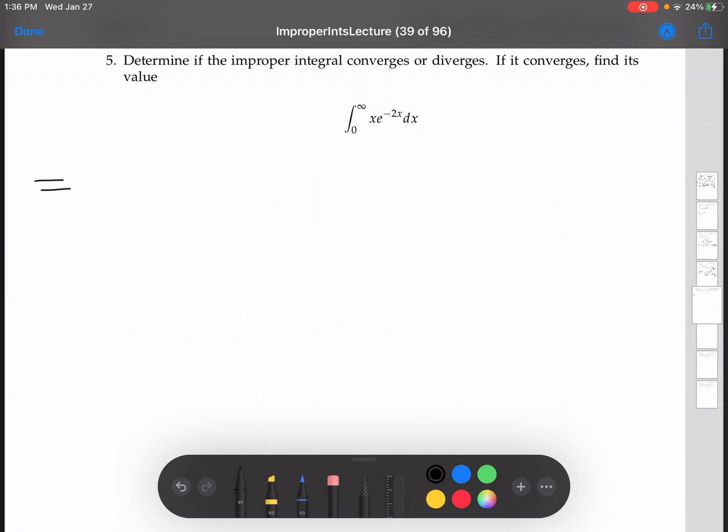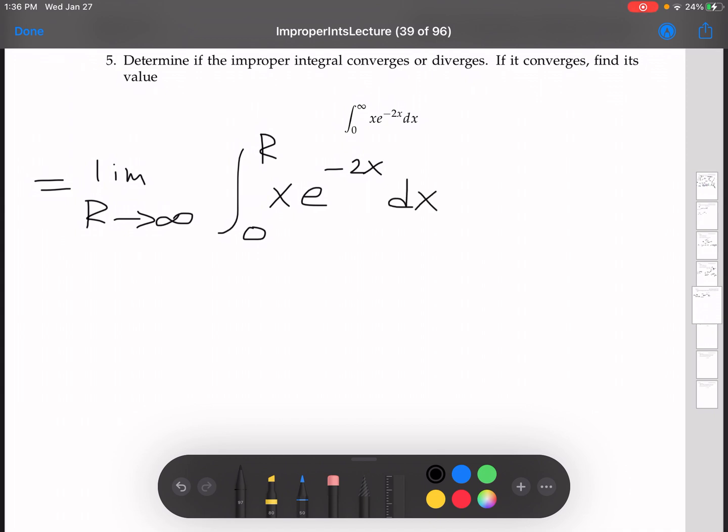All right, so first step is to write this as a limit. This is the limit as r approaches infinity, 0 to r, x e to the negative 2x dx. And so our first task is to compute this integral.